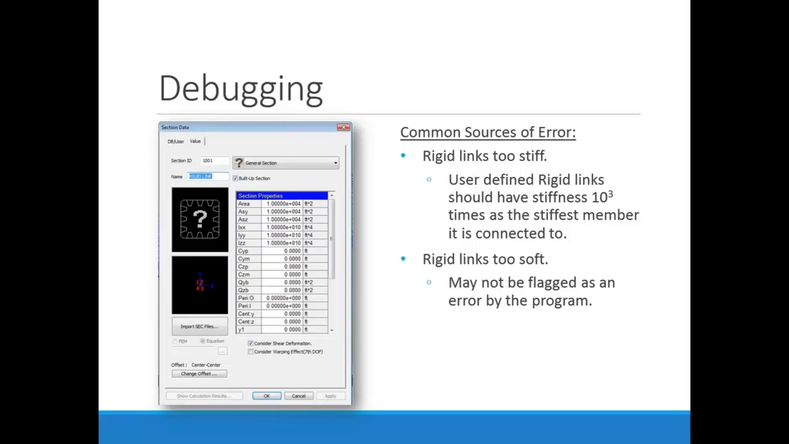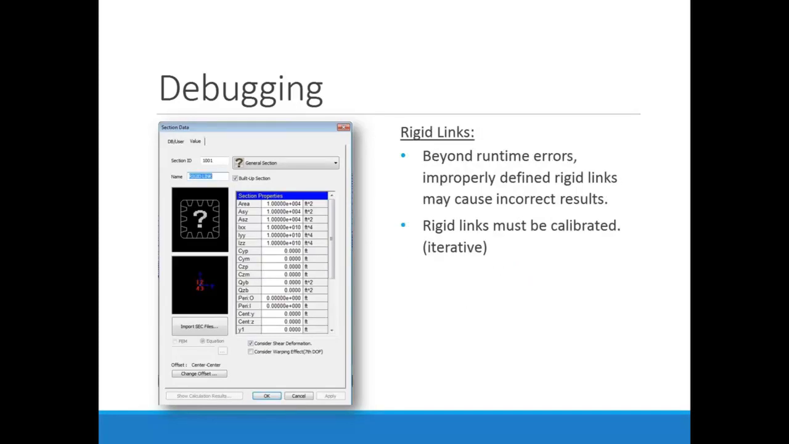Another situation is that your rigid links might be too soft. I've also come across that, and that may not be flagged as a problem, but you'll probably see, based on your deflections and your displacements, that something isn't quite right. So that might be the source of error. So beyond just runtime errors flagging you, telling you that something isn't quite right, there are also maybe issues with your rigid links that are just straight up causing incorrect results. So look at your structure and think about if it's making sense.